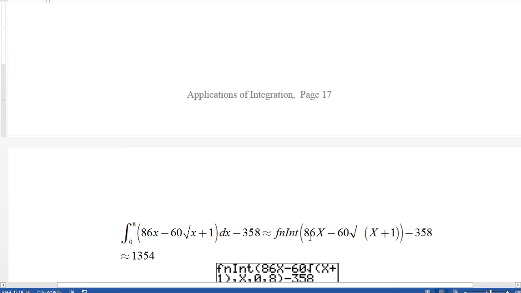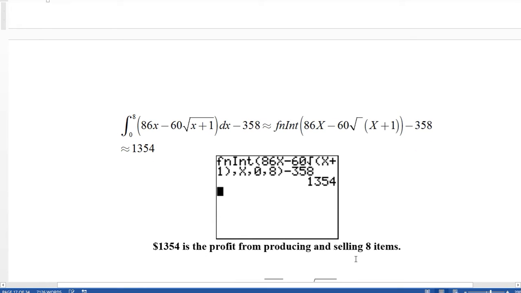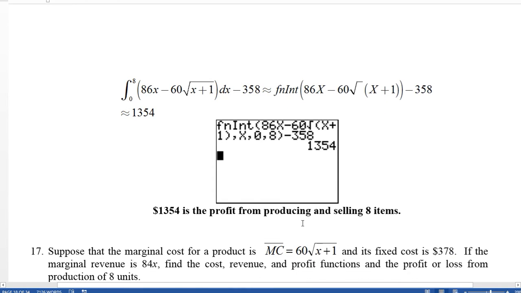And again, if we just want an approximate value, we can do this in the calculator here. And notice I'm integrating, then subtracting outside the integral there. And this works out to be around $1,354. Okay? So $1,354 is the profit from producing and selling 8 items. Try another one kind of like this yourself.